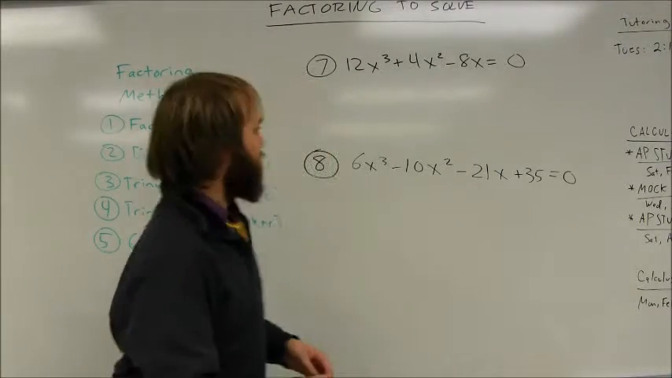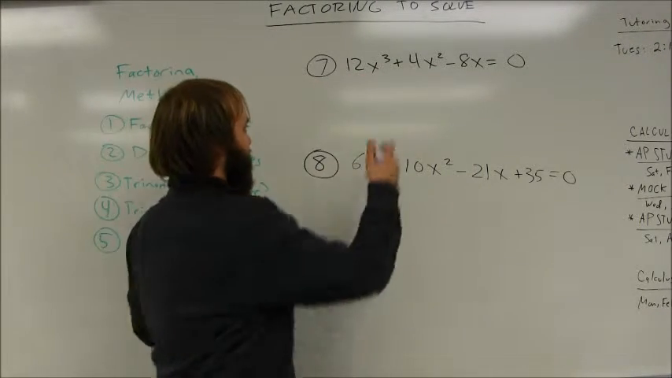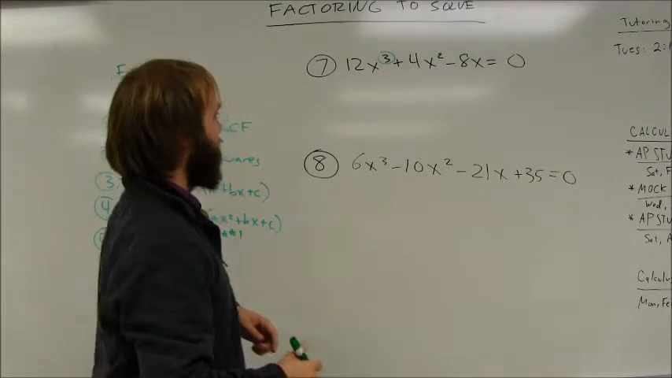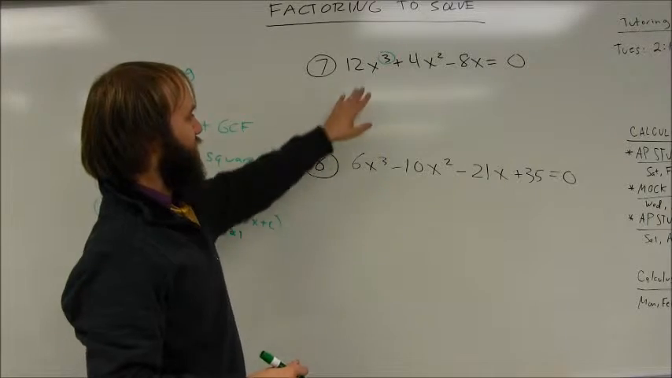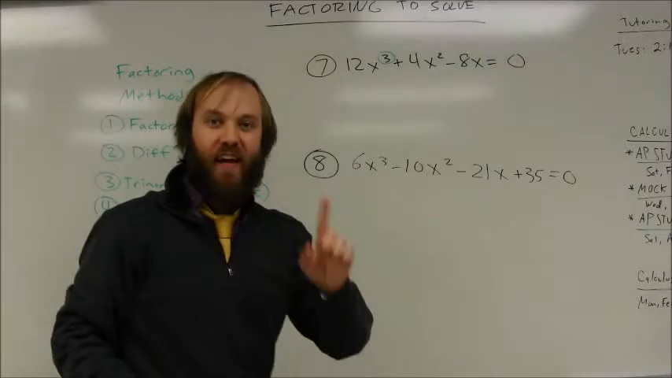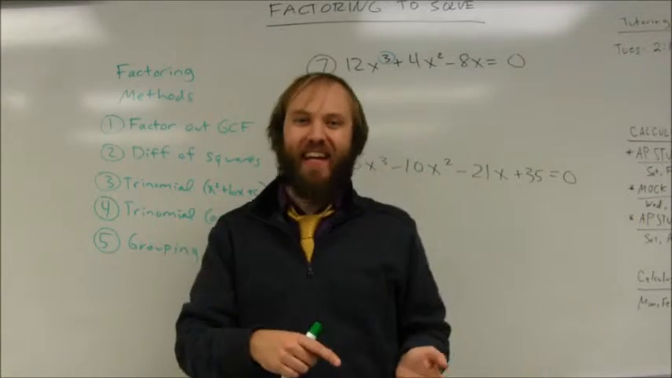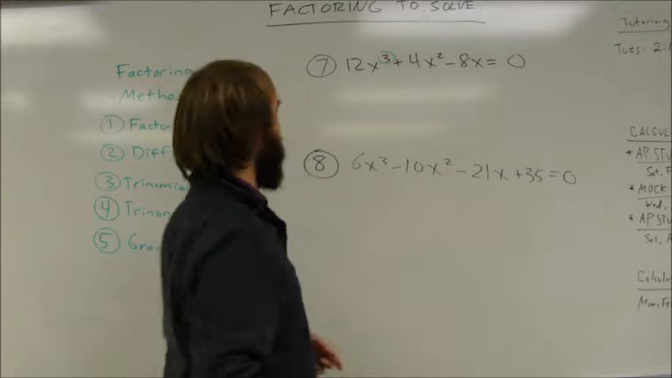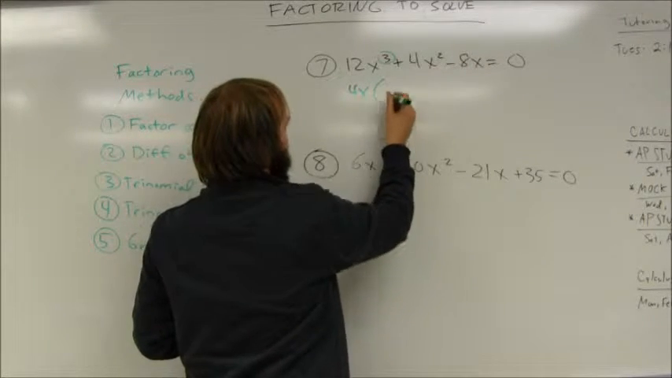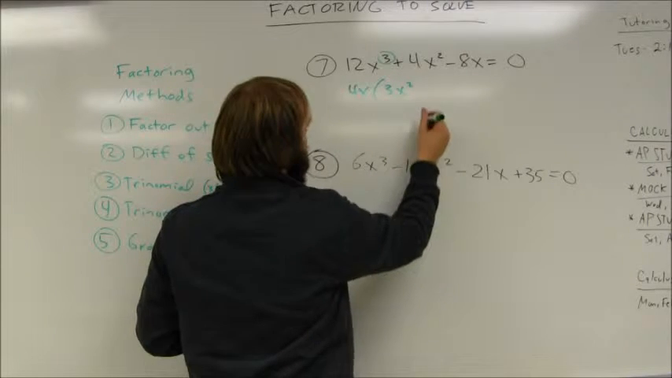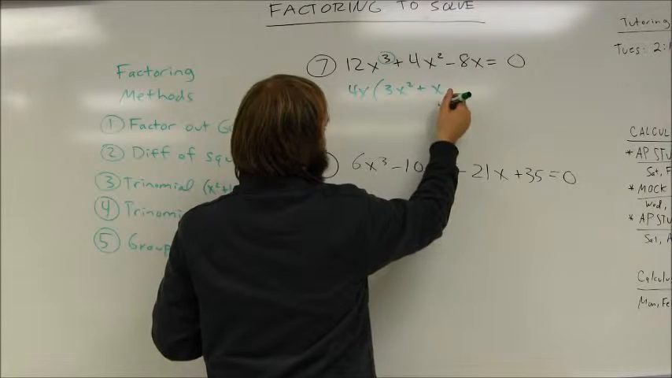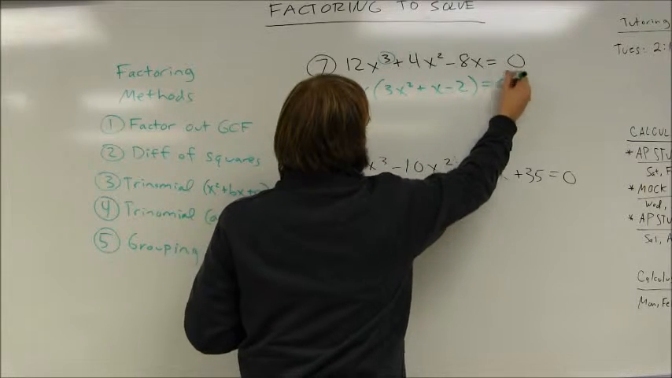And here's number 7. Question 7, you'll notice that it is degree 3, meaning the fundamental theorem of algebra says probably going to have 3 solutions. In addition, you'll notice that there are some greatest common factors here. So we do get to do our first step. Notice that that greatest common factor will drop this down to a 2nd degree equation, which is exactly what we wanted. So I can take out a 4, I can divide out an x, and that is going to give me 3x squared plus x minus 2 is equal to 0.